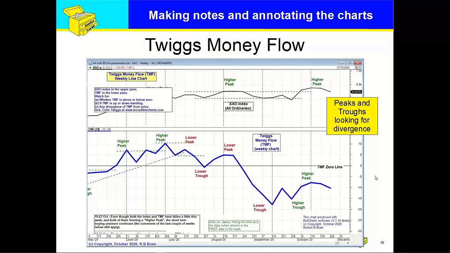The next template that I've used as a basis for this chart, Twiggs money flow, is very similar to the previous momentum one. Price above is the weekly All Ords. Down here we've got Twiggs money flow, and I've highlighted the TMF zero line. I've got that flagged with a text box so that I know where it is, because according to Colin Twiggs, it is important whether the TMF is above or below that zero line.